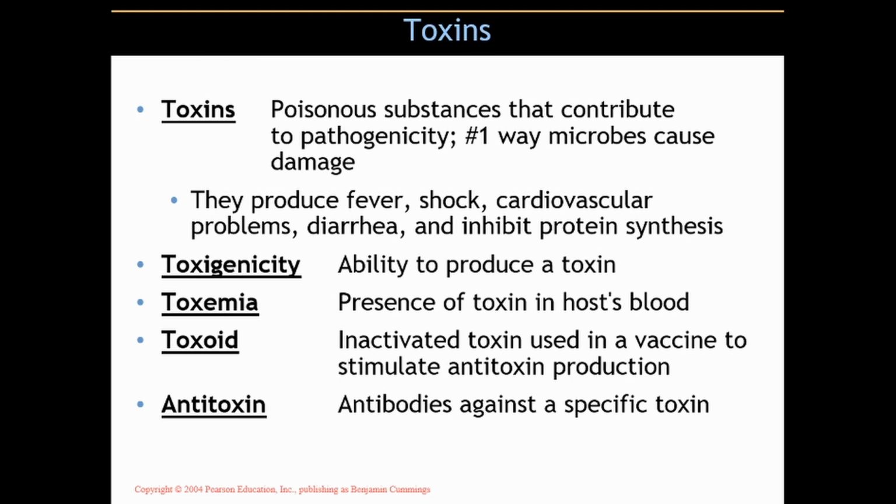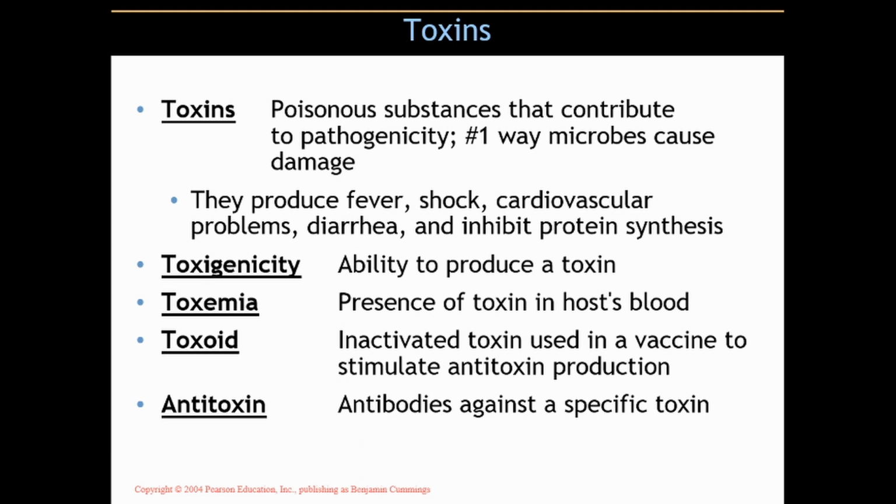Okay, a major part of this particular section of this chapter would be toxins. These are poisonous substances that contribute to pathogenicity. This is the number one way microbes cause damage, especially bacteria. They produce fever, shock, cardiovascular issues, diarrhea, inhibit protein synthesis within the cell, and they cause all sorts of problems for us. And again, as I mentioned in part one, it's not the cells themselves that cause problems. It's the junk that they produce, the toxins that lead to all of these immune responses within us.